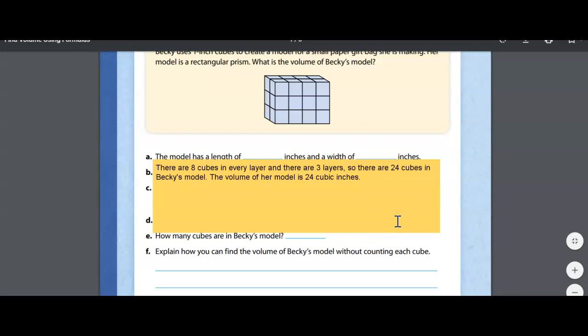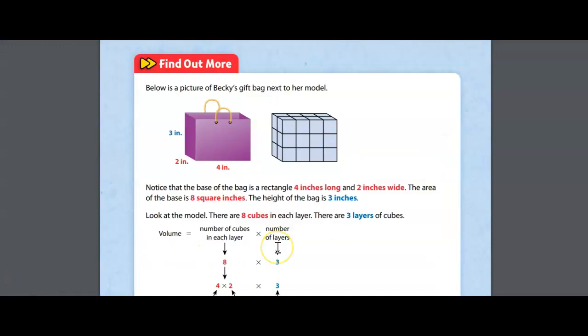So her prism was measured in inches, so we put 24 cubic inches. All right, let's move on to the next page. Below is a picture of Becky's gift bag next to her model. Notice that the base of the bag is a rectangle, 4 inches long. This area right here is 4 inches long and 2 inches wide.